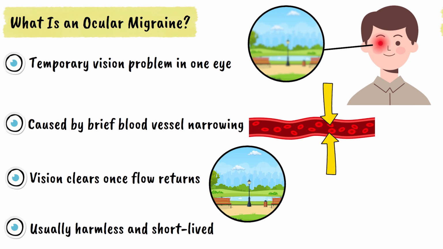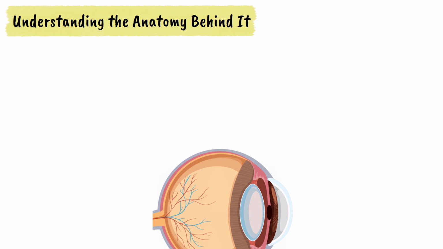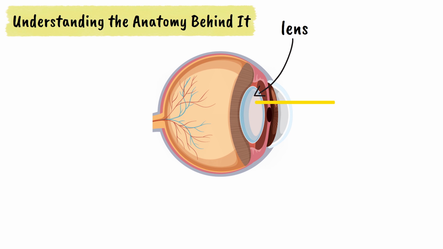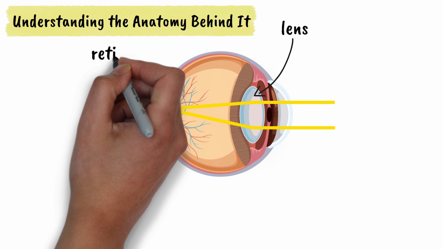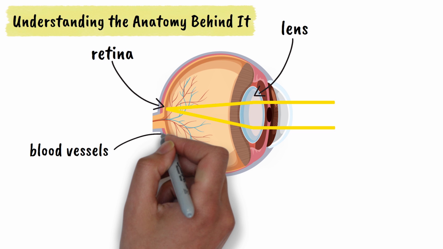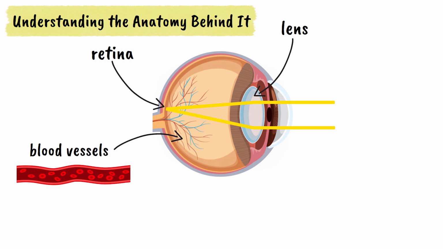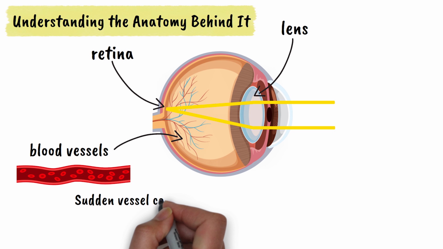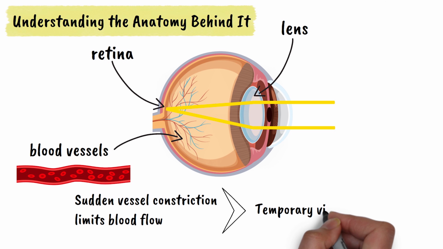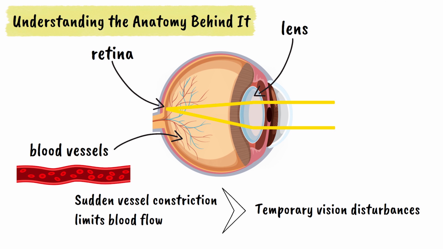Let's talk about the anatomy to understand this better. Your eye has a lens in the front that focuses light onto the retina at the back of your eye. Your eye also has a complex network of blood vessels that deliver oxygen and nutrients to your eyes so they can function properly. When these blood vessels suddenly tighten or constrict, it reduces the amount of blood flowing to your eye. This reduced blood flow is what causes the temporary vision disturbances you experience during an ocular migraine.